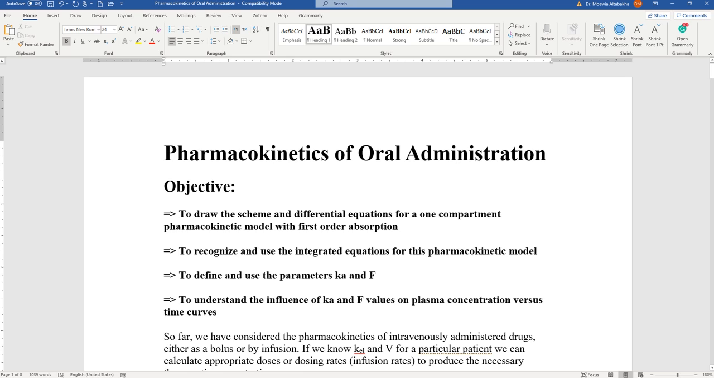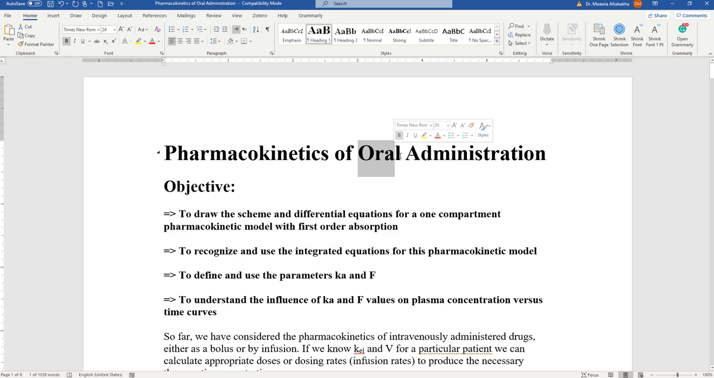Bismillah ar-Rahman ar-Rahim, my dear students of third year Biopharmaceutics and Pharmacokinetics 2, Ajman University. I would like to introduce you today to a new topic, and that is pharmacokinetics of oral administration.